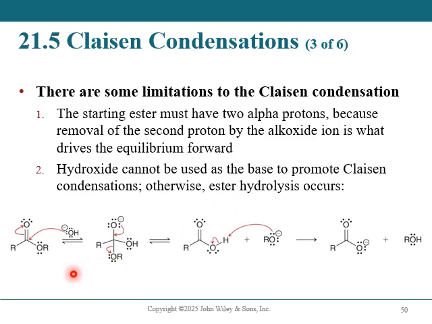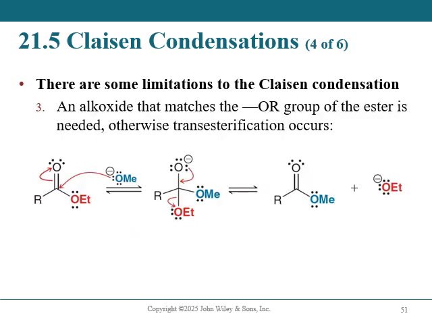Second, the hydroxide cannot be used as the base to promote Claisen condensation. Otherwise, ester hydrolysis will likely take its place. Third, an alkoxide that matches that OR group in the ester is needed. Otherwise, transesterification is what will end up happening.